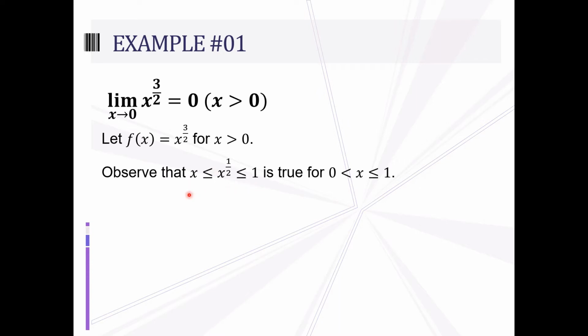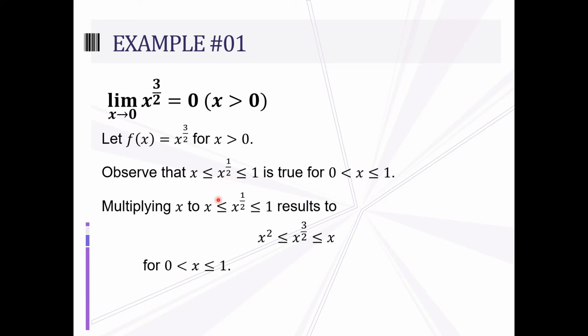So by using this inequality, we can multiply x kasi ang gusto natin 3 over 2, di ba? Pero we have 1 half here. So dadagdagan natin siya ng isa pa. Okay? And that is now equal to x raised to 3 over 2 is greater than or equal to x squared but less than or equal to x for x greater than 0 but less than or equal to 1. So napalabas na natin yung x raised to 3 over 2.